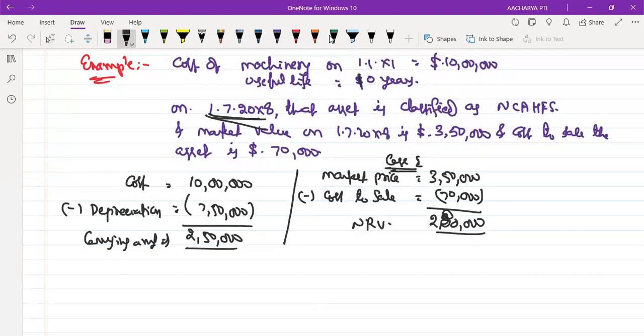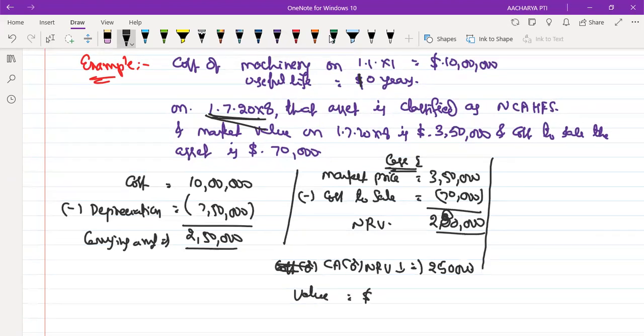So 2,80,000 is the NRV. At what price do we show the asset: cost or carrying amount or NRV, whichever is less? The carrying amount is 2,50,000. There is no reduction in the value of the asset, so we show it at the carrying amount. So the value of the asset is 2,50,000, nothing but the carrying amount.